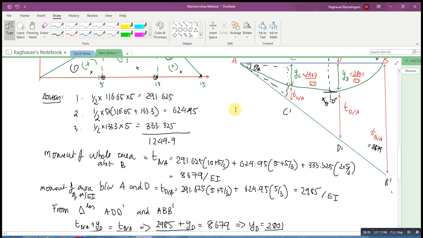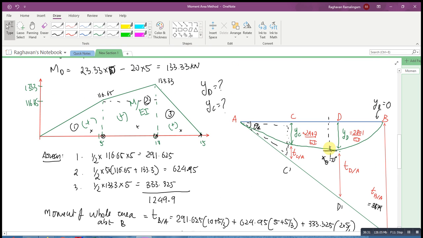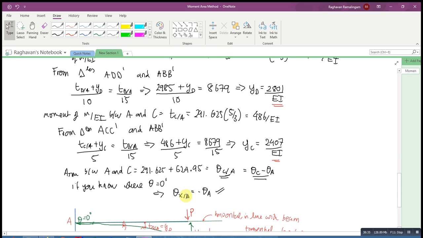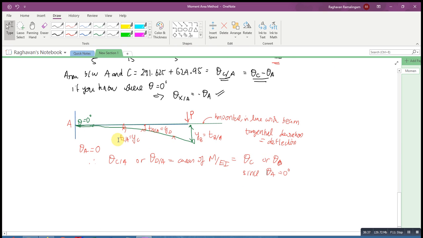In a simply supported beam, you'll need to find out where the maximum deflection is, say that the slope there is 0, and then you'll have to find out what the slope is. Otherwise, in this case, you can just find out what these things are.